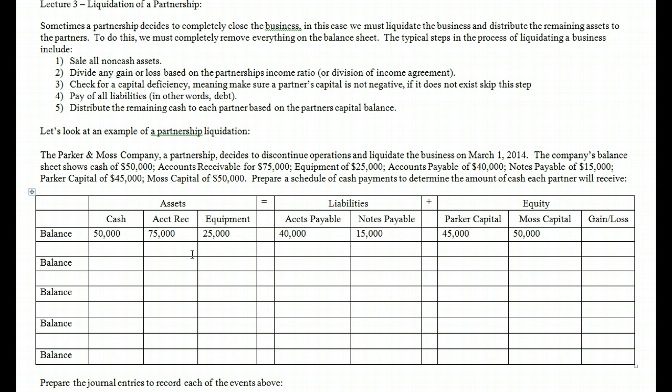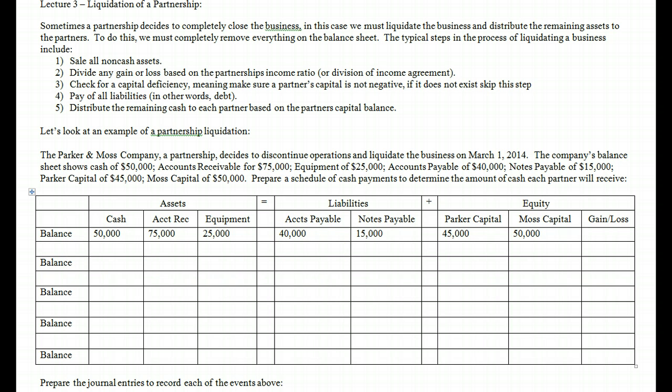All right, so do we balance? Well, we've got 150 in assets, so let's see how much do we have in liabilities plus equity. So we take the 40 plus the 15 plus the 45 plus the 50, and lo and behold, we have 150 in liabilities and equity. So we are in balance, so we can proceed with our liquidation.